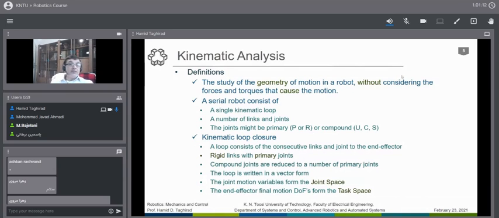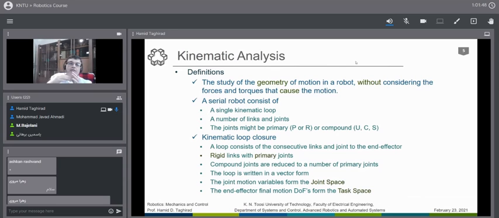Or if you have a spherical joint, a ball and socket joint, we put a 3R there. So considering that this is the case with primary joints, we can write the kinematic loop closure. The idea of loop closure is to put everything together and have a kinematic loop. I will show you in the next slide how to do that.